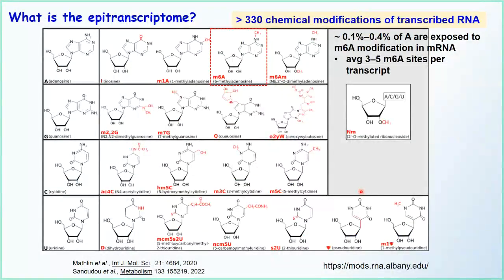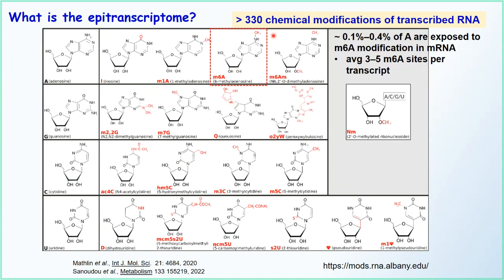So what's the epitranscriptome? There's over 330 chemical modifications that can take place on transcribed RNA. So this is all kinds of RNA. This is mRNA, ribosomal RNA, lncRNAs, tRNAs, all the RNAs that are transcribed. And it can occur on any one of the four bases that are indicated here. And what you can appreciate here is many of them are methylations.